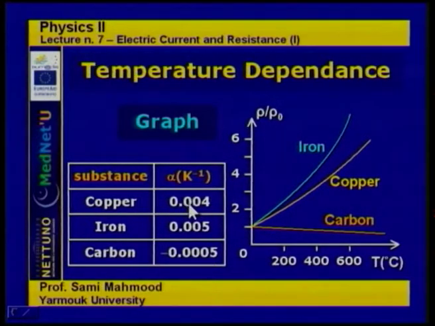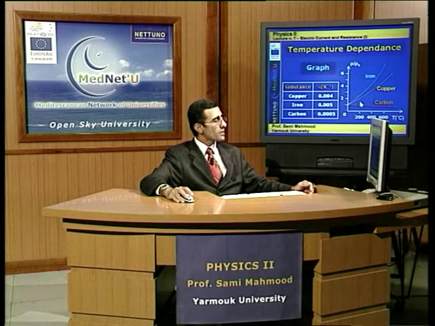Alpha for iron near 0 degrees centigrade is 0.005 per Kelvin. And in the case of copper, it's much better because it obeys the free electron model more. So it's more linear somehow, and the constant of proportionality alpha is 0.004, and it is positive. The resistivity increases. And we notice that for carbon, for example, the factor alpha is minus 0.0005, which means that the resistivity is dropping with temperature.